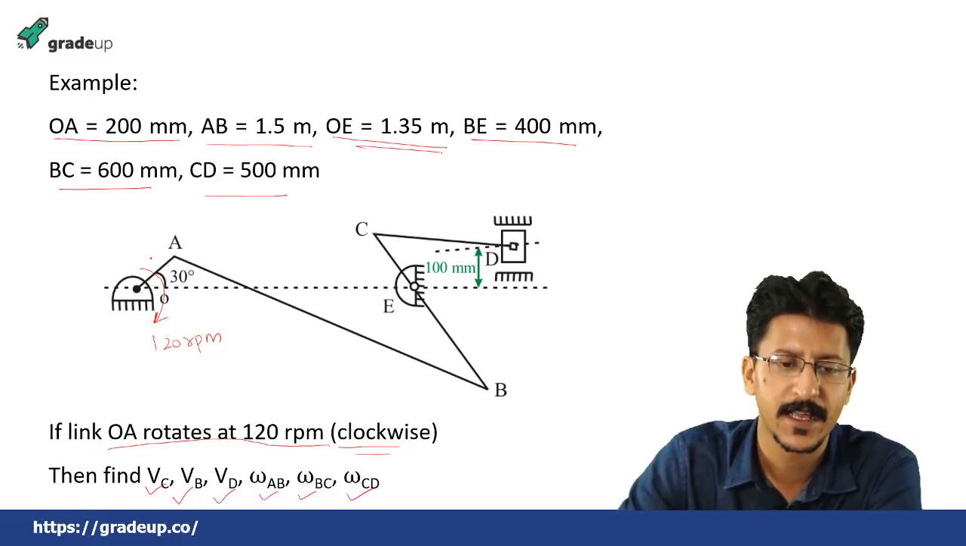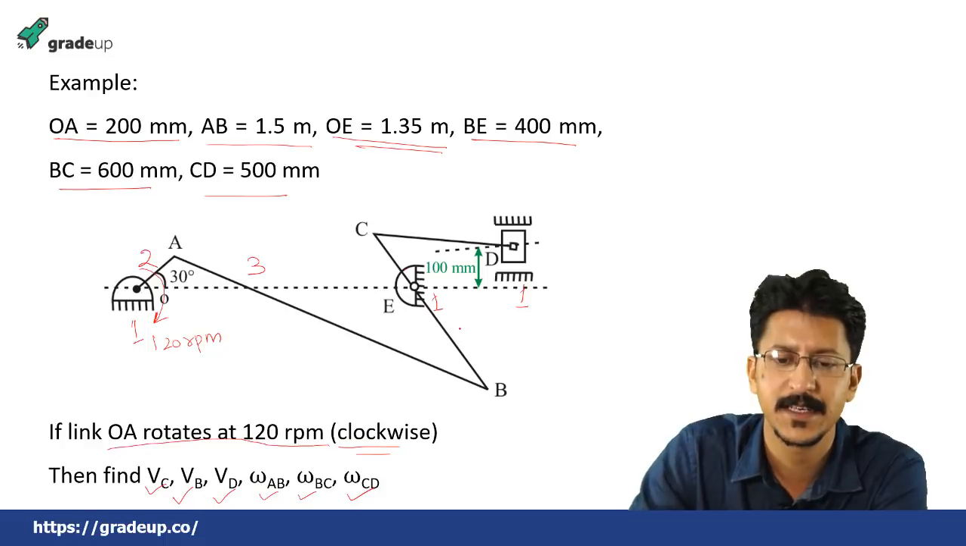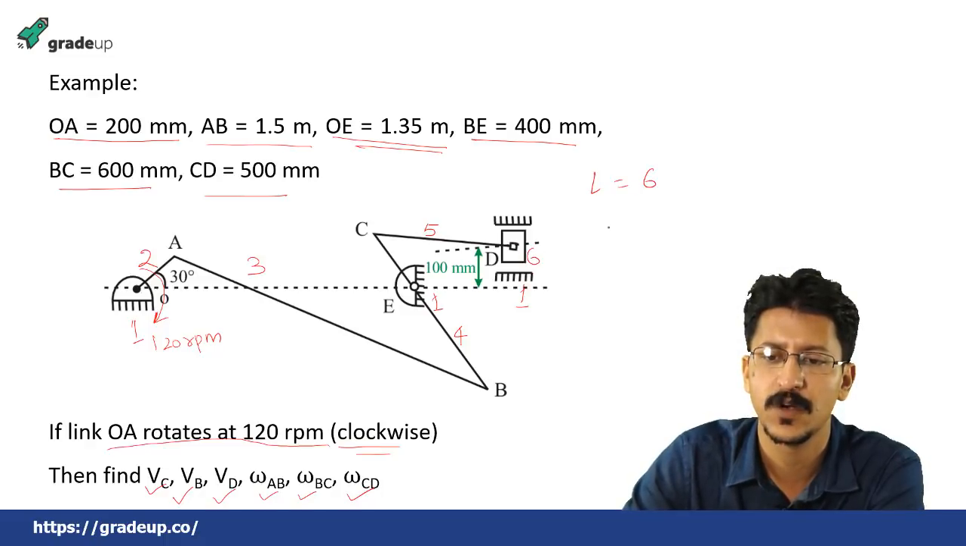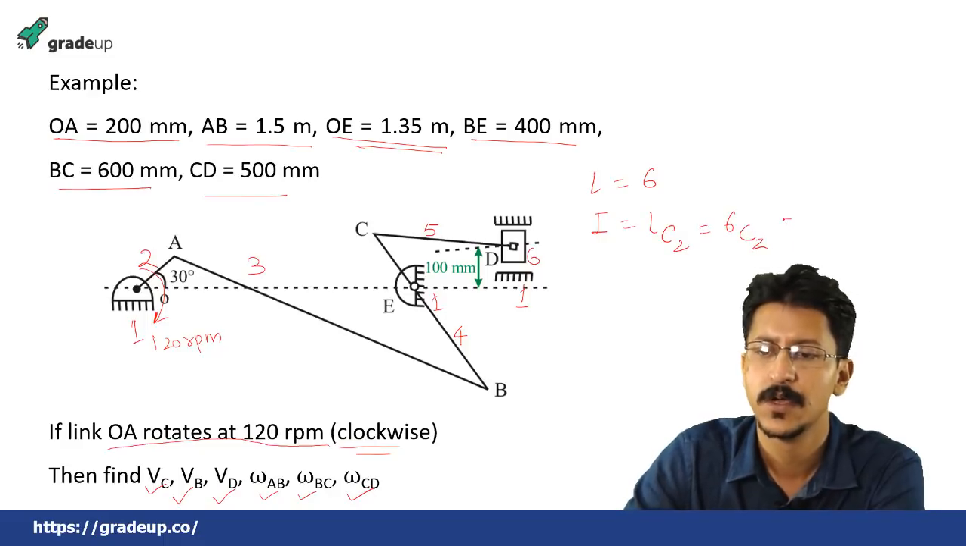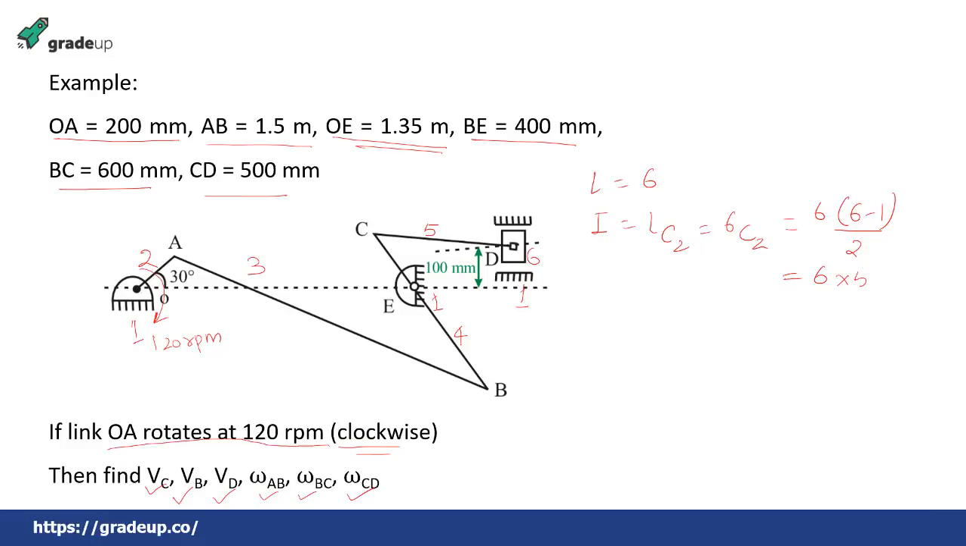First of all, we need to find out how many links there are. One is this fixed link, and this is also a fixed link, so this is also one. Then OA is the second link, AB is the third link, this whole link BC is one link, so this is 4, this CD is another link, that is 5, and this slider is another link, that is 6. So in this case L is equal to 6, then the number of I centers will be equal to LC2, which is 6C2, given as 6 into 6 minus 1 by 2, that is 6 into 5 by 2. So we have 15 I centers in this case.